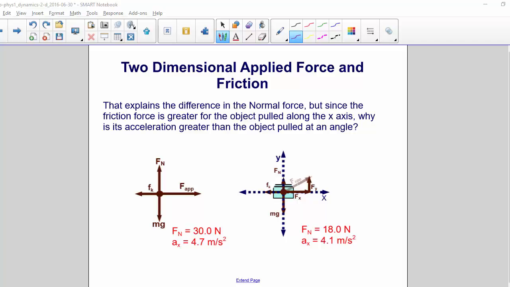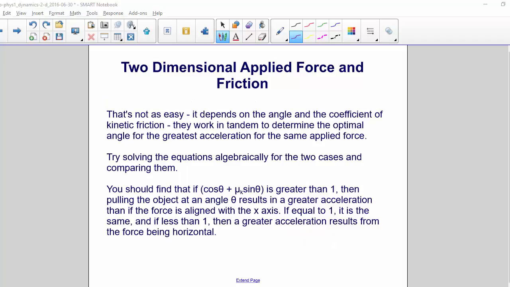Now that explains the difference in the normal force, but since the friction force is greater for the object pulled along the x-axis, why is its acceleration greater than the object pulled at an angle? That one's not as easy. It depends on the angle and the coefficient of friction. If you try solving the equations algebraically for the two cases, you should find that if cosine theta plus mu_k sine theta is greater than 1, then pulling the object at the angle results in a greater acceleration than if the force is aligned with the x-axis. If equal to 1, it's the same, and if less than 1, then a greater acceleration results from the force being horizontal.